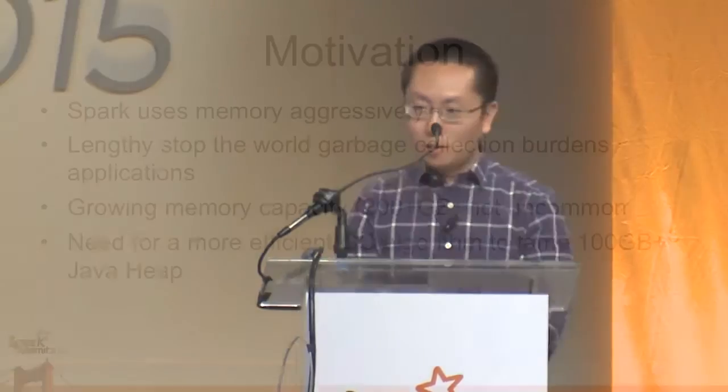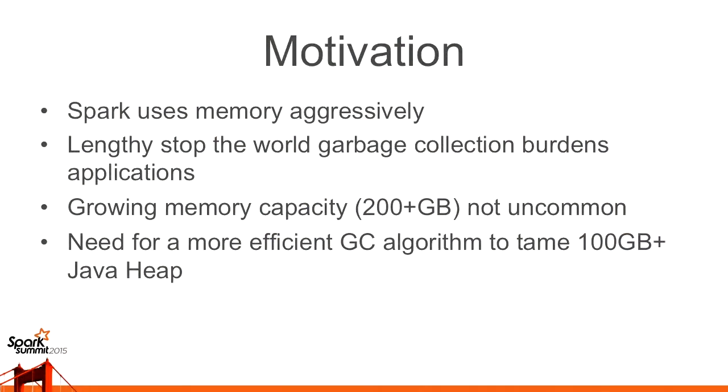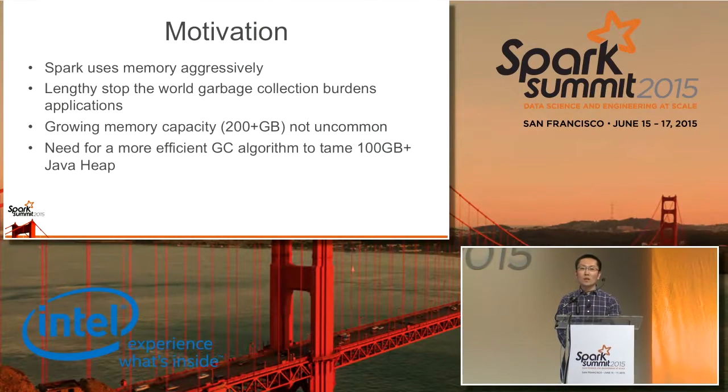OK, so why do we do this? There are two reasons. First one is Spark is a memory-aggressive framework. It tries to cache a lot of stuff in memory, and they chose the JVM to be the host running it. On the other hand, the hardware currently available from all those vendors keeps increasing in size and speed. So we are having more and more larger memories on the system.